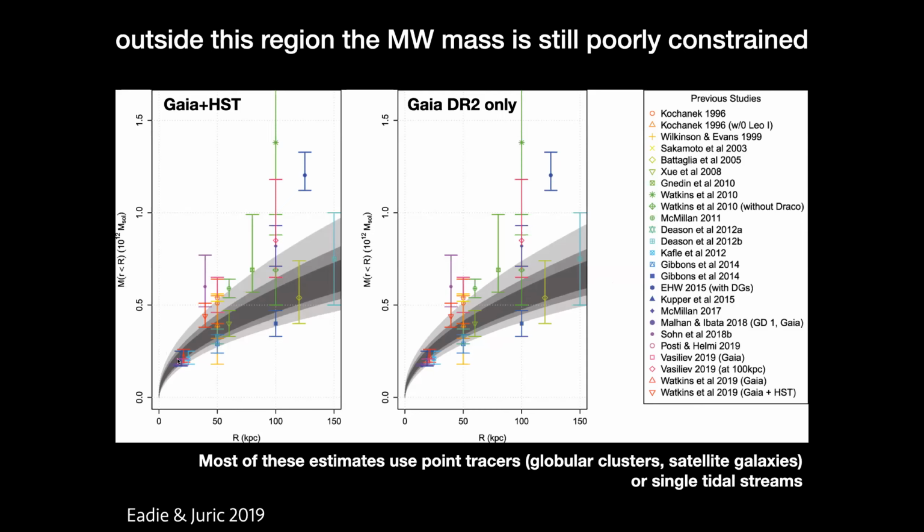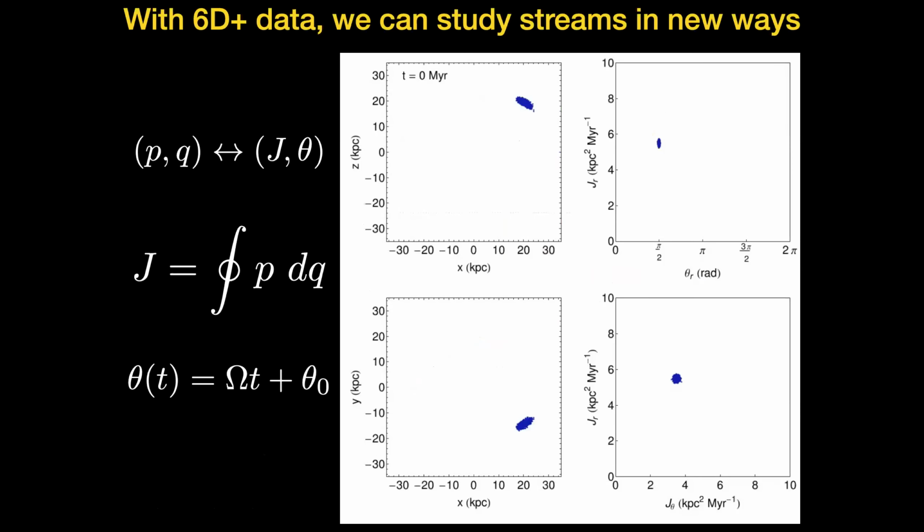Most of these estimates use either a model of point tracers orbiting in the system, like those satellite galaxies that I showed you, or they are models of single tidal streams. But tidal streams, if you model only one at a time, can be pretty subject to bias. We can do better with Gaia because not only does it observe stars in many different streams, but with 6-dimensional information, we can use the full power of Hamiltonian dynamics, including the action angle formalism, which is the natural framework for analyzing bound orbits. So rather than give you a lot of equations, I'll just show you a movie.